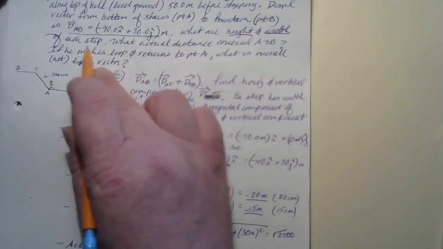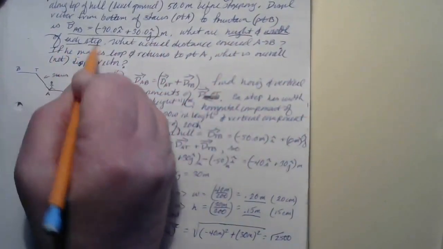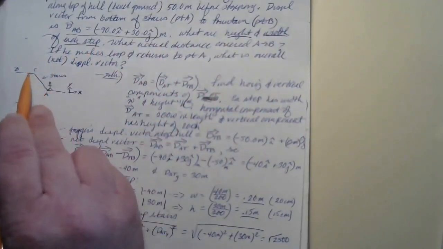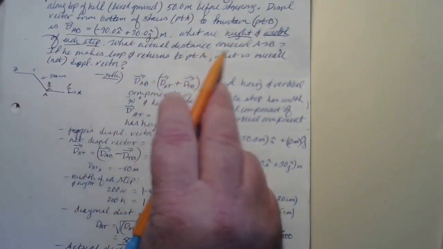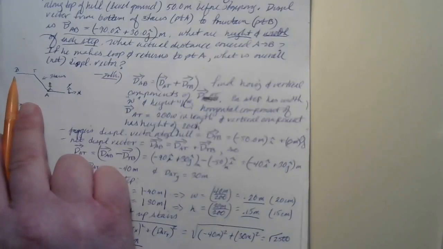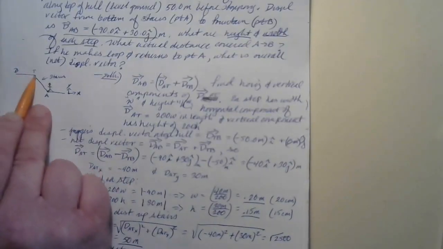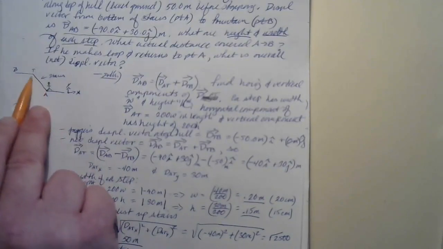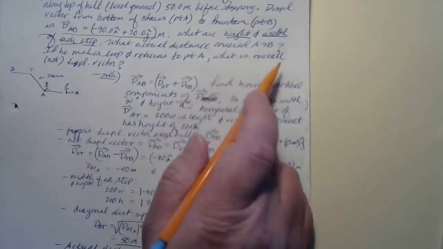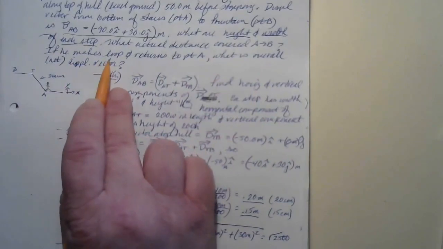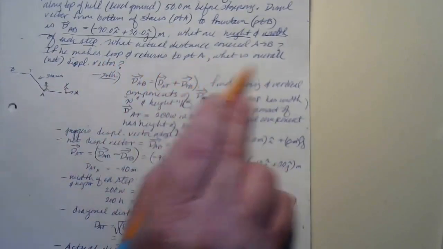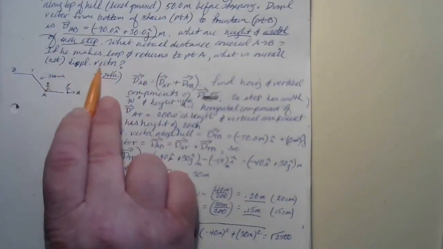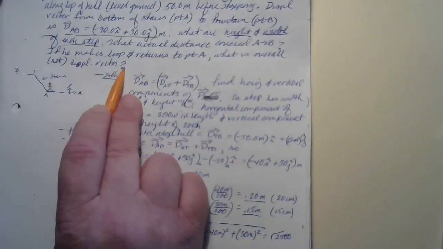So what they want to know is what's the height and width of each step going from point A to point T? And what is the actual distance covered from point A to point B? So in other words, you've got this distance plus this distance here. That would be the total distance covered from point A to point B. And if he makes a loop and returns to point A, what would his overall net displacement vector be?